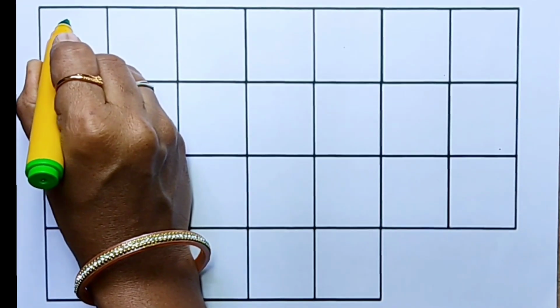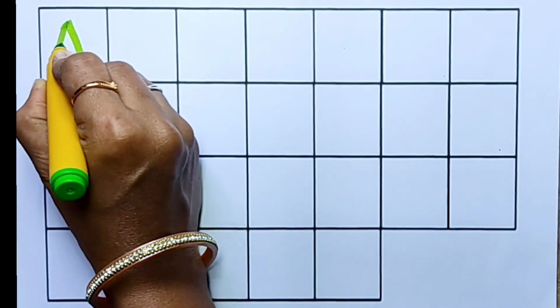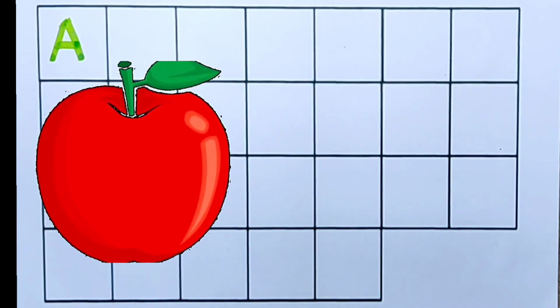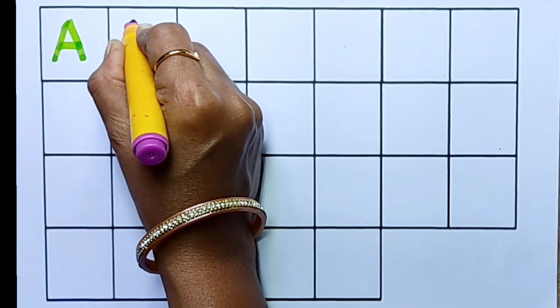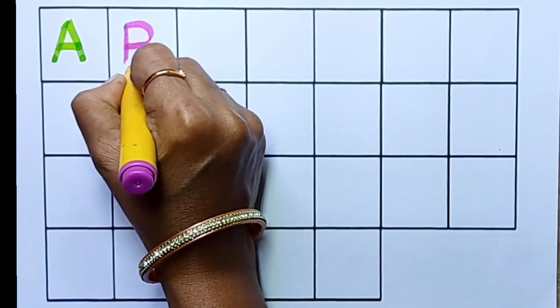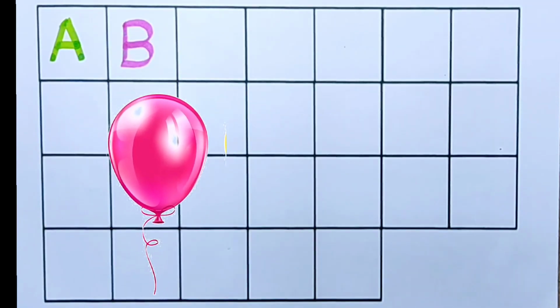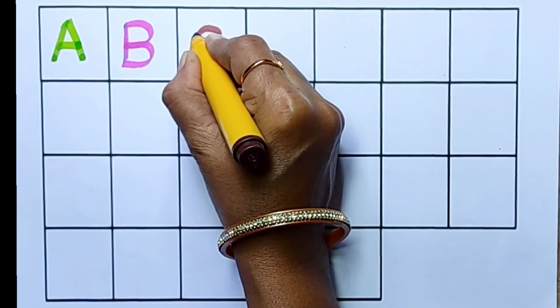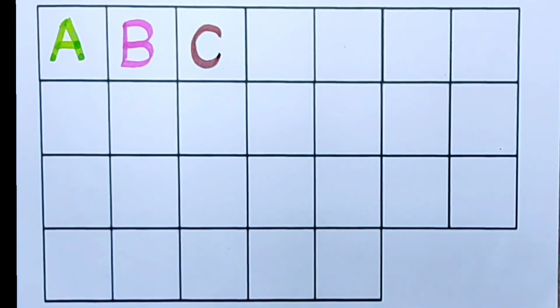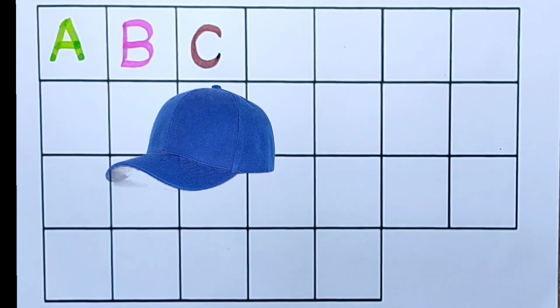English alphabets. Capital letter A. A for apple. B. B for balloon. C. C for cap.